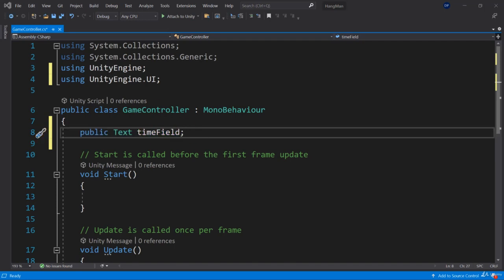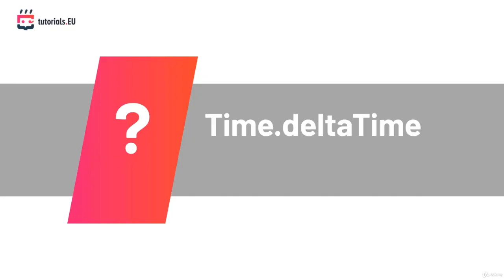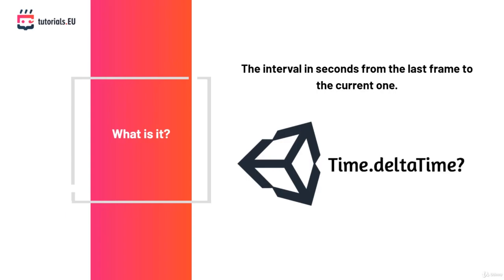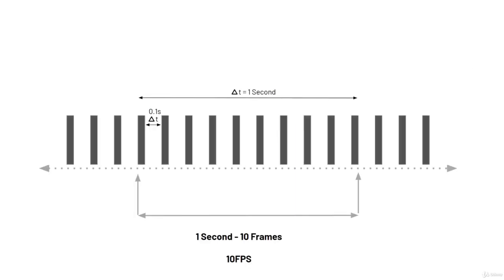Now, in order to build a timer, we need to look at something called Time.deltaTime. All right, so let's look at Time.deltaTime. Time.deltaTime is a read-only float value that represents the interval in seconds from the last frame to the current one. So basically, every single frame a certain time has passed, and the time that has passed since the last frame can be received by using Time.deltaTime. Delta basically means the difference, and what we want to get is the difference in time.